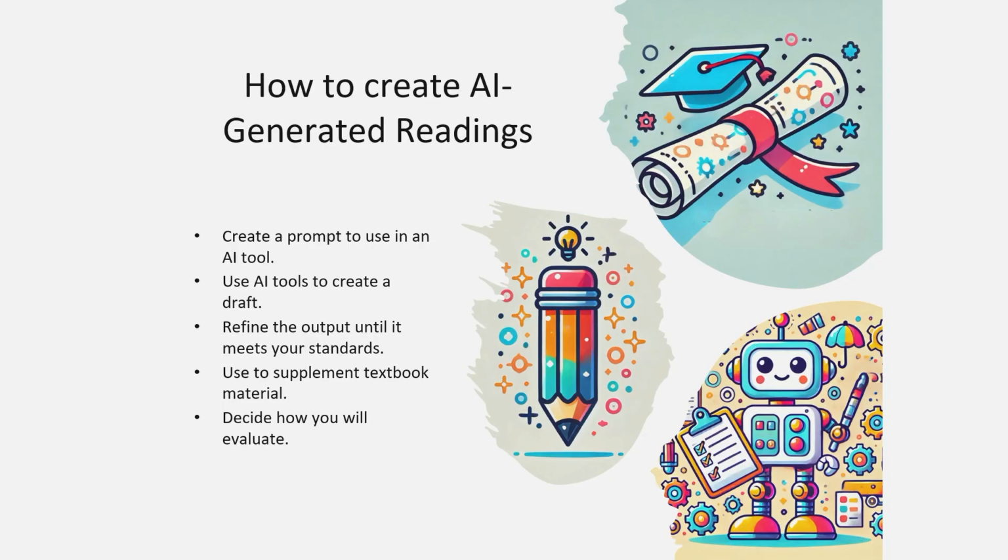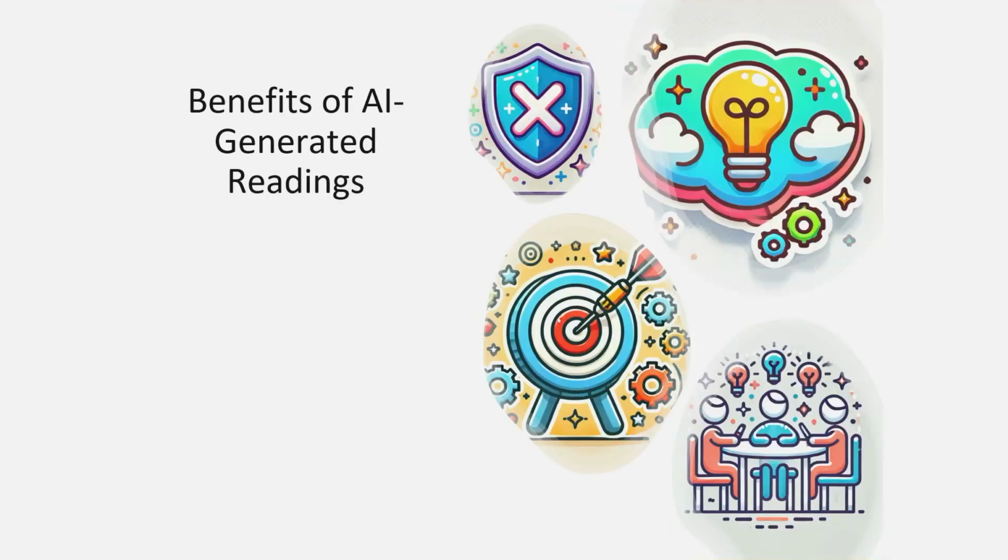You're not going to just create a reading and give it to your students and not evaluate them in any way. So maybe it's a discussion, maybe it's some type of reflection. And next, we'll talk about the benefits of AI readings. So to begin with, it reduces cheating because there's no external sources for students to look at and plagiarize. There's no pre-written analysis, no answers on Chegg. For that reason, it reduces cheating.